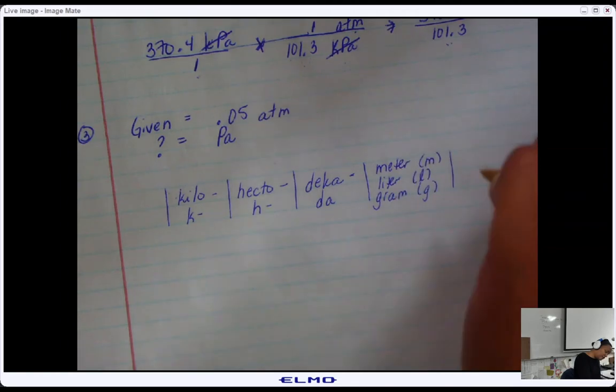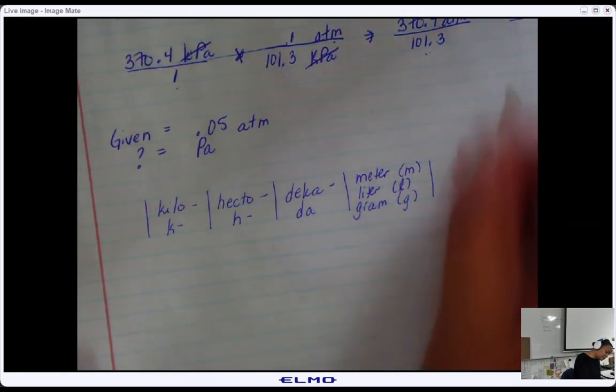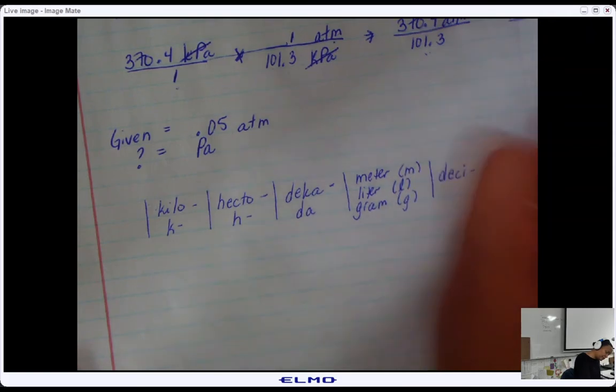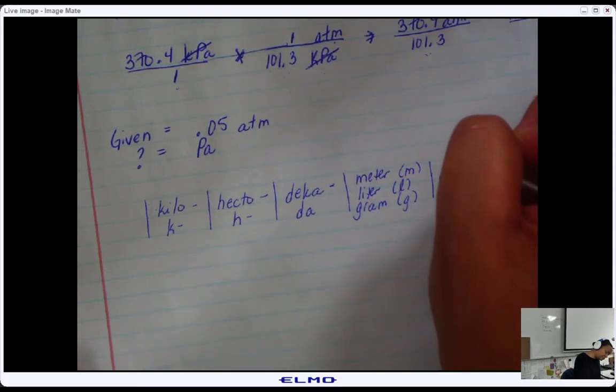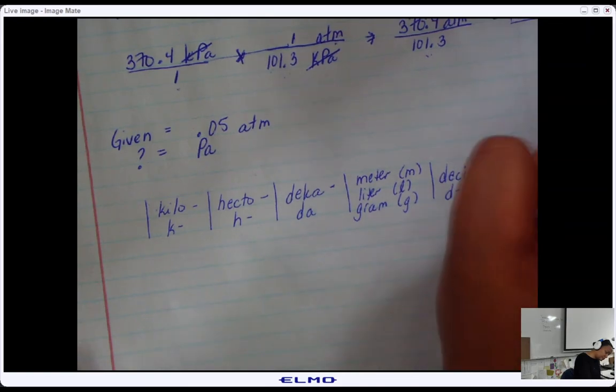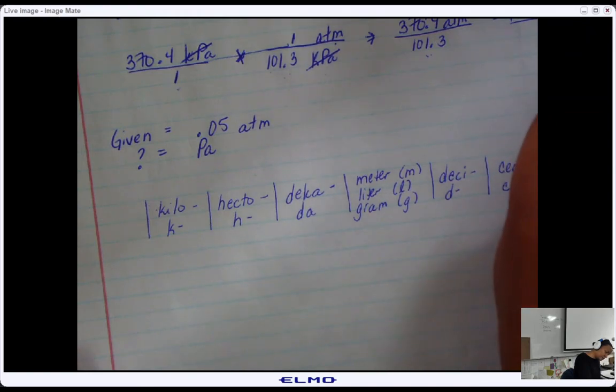Then we have deci, centi, and then milli.